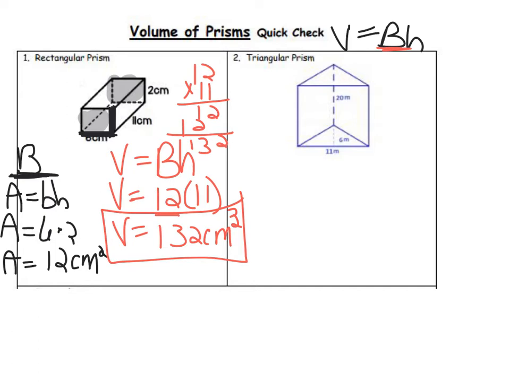Okay, now for the triangular prism, it has bases too. And remember, because it's called triangular, that means your bases are going to be triangles. So we're going to shade those in. So now we can find the capital B, which is area of your base. So let's go ahead and do that.